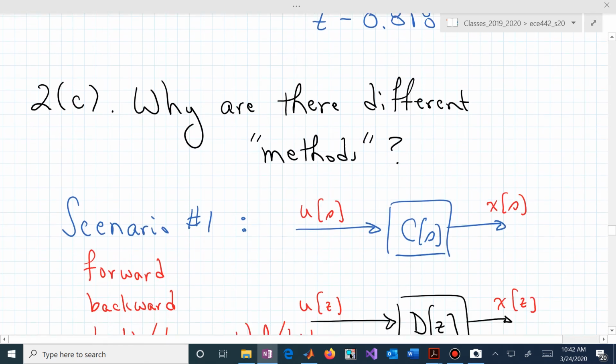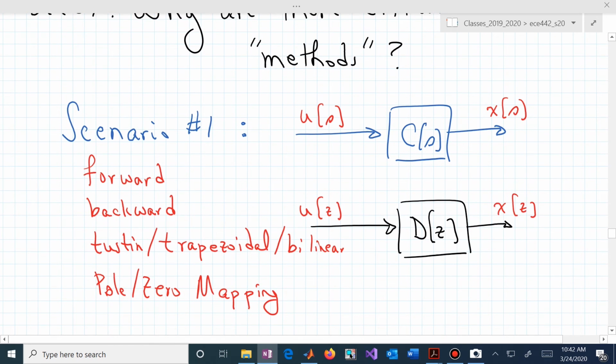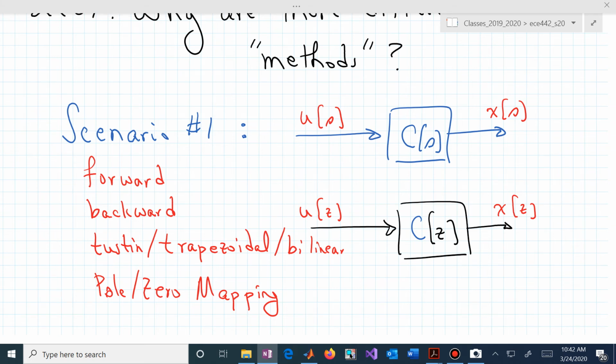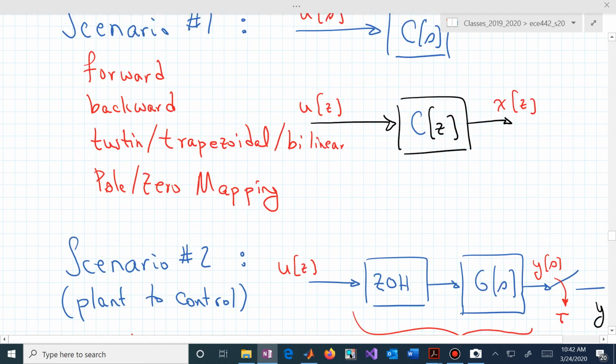Why are there different methods? Again, we have scenario number 1 where you're simply trying to, and I don't know why I put that as a D, this should be a C of z. We're trying to now find an equivalent to this continuous time transfer function in the discrete time setting, and this could be done for the forward, backward, and bilinear or trapezoidal or Tustin numerical integration strategies, or it could be used for the pole zero mapping. That's scenario number 1.